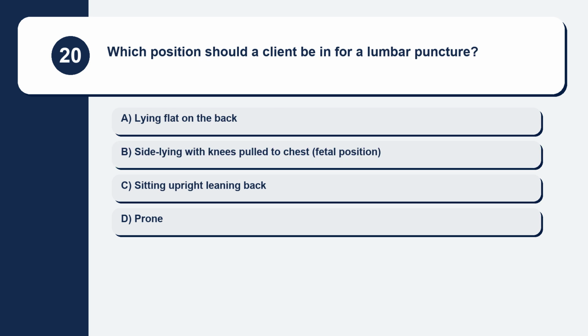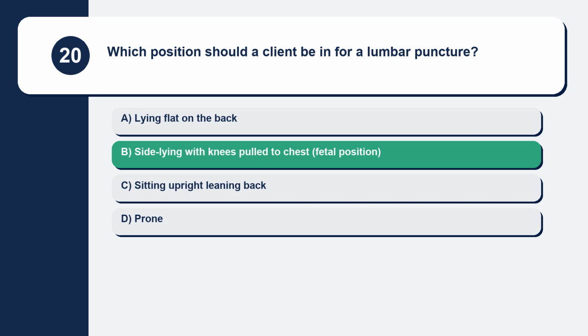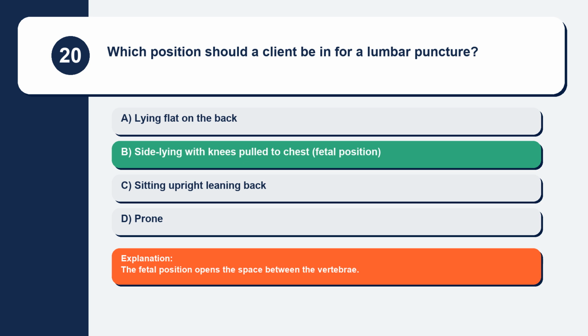Question 20. Which position should a client be in for a lumbar puncture? Lying flat on the back. Side lying with knees pulled to chest, fetal position. Sitting upright leaning back. Prone. The fetal position opens the space between the vertebrae.